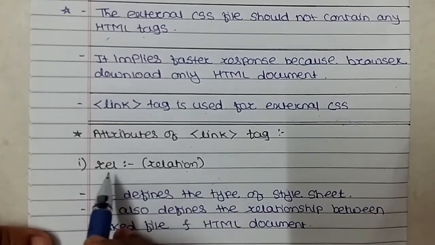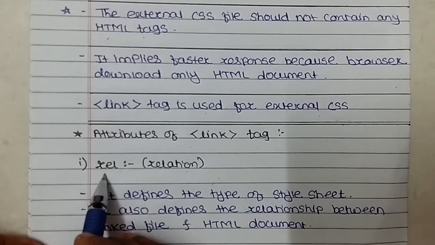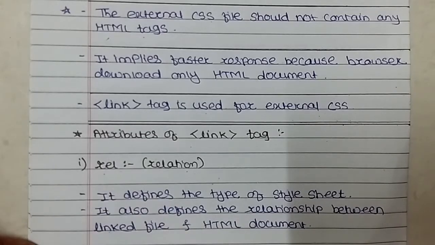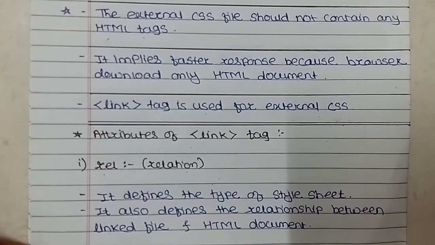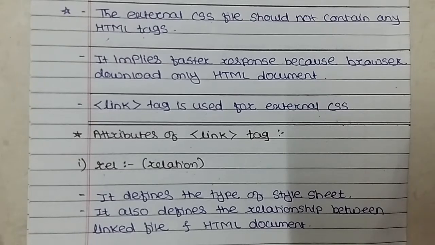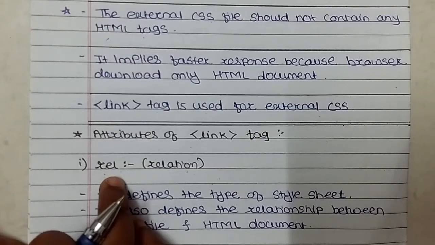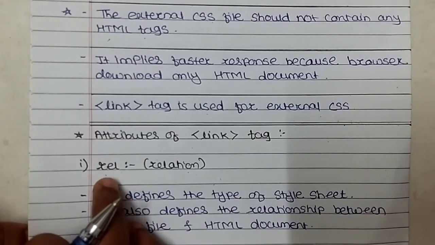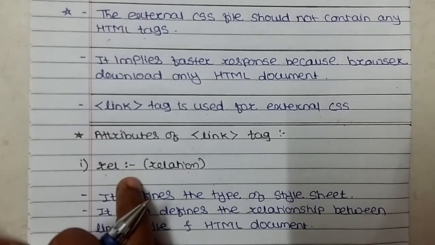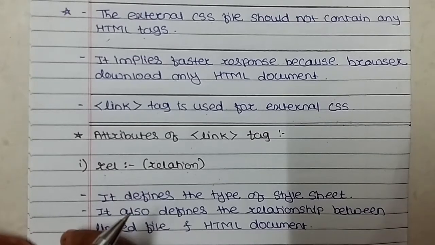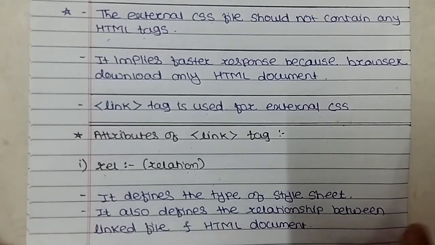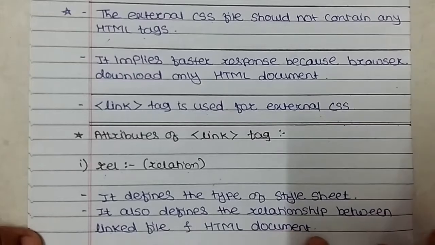Relation shows the relation between the HTML document and the linked file, whether it is a style sheet document or a text format document. So this attribute is used to show the relation between the documents. The REL attribute is used to show the relationship between the linked file and the HTML document. Clear?